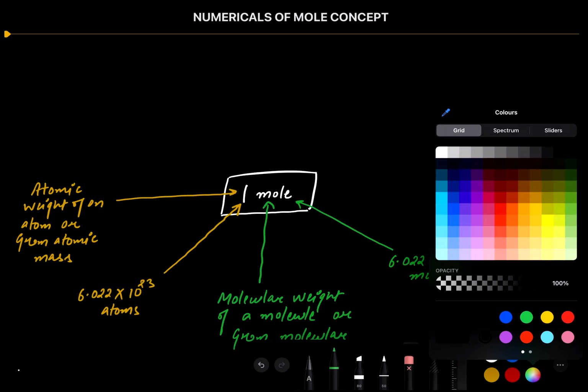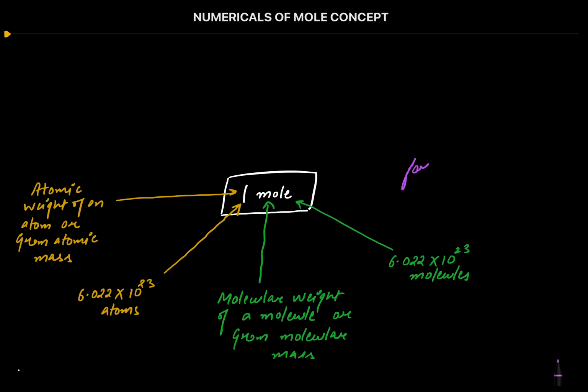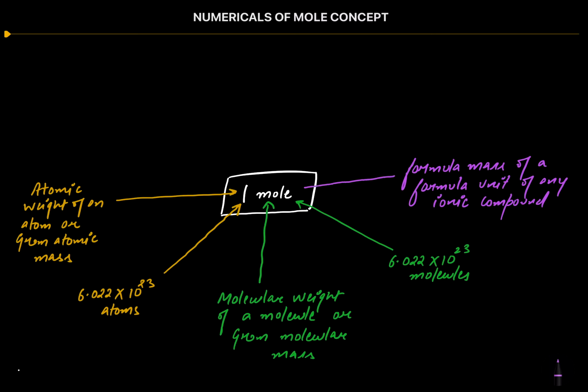After that, formula mass of a formula unit of any ionic compound is called 1 mole, and 6.022 into 10 raised to power 23 formula units of any ionic compound is called 1 mole.